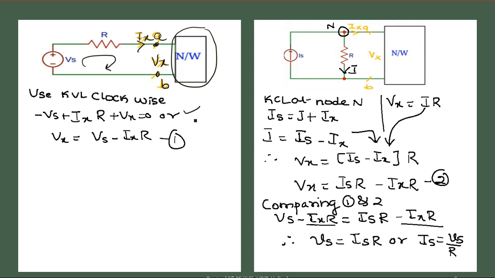Okay, so I hope now everyone is familiar with how to write a KVL equation. So I have minus Vs, then this voltage drop is Ix into R, plus Vx. Plus Vx because we have assumed the voltage drop here. Then we can define Vx equal to this value.